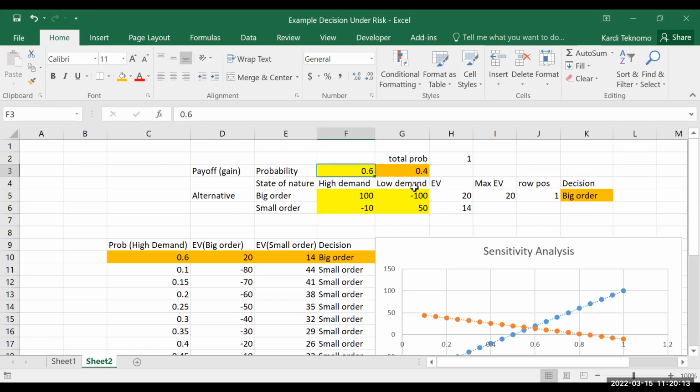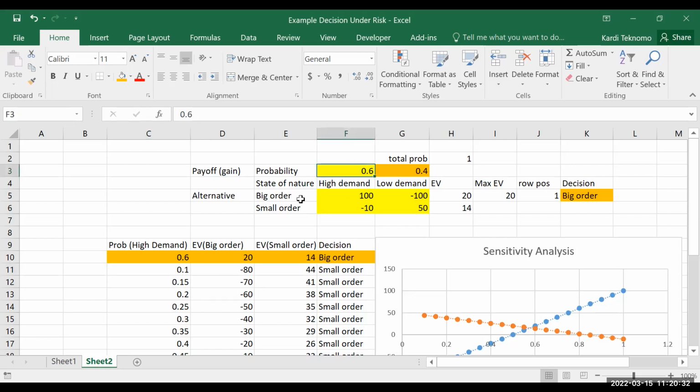That's the key to create sensitivity analysis. One of them must be the parameter, and then the others follow that. So if you have three, then the others follow that.